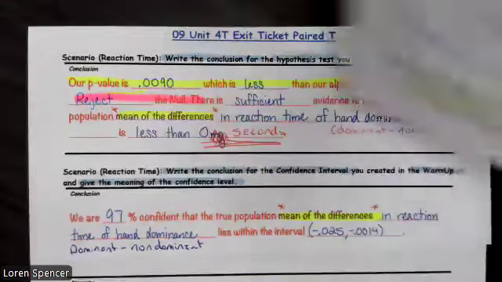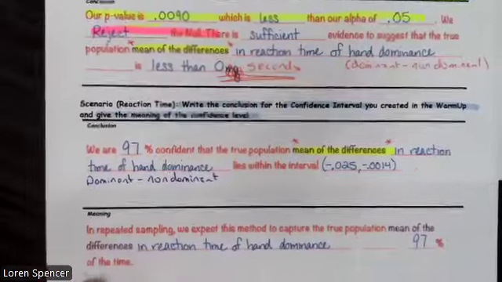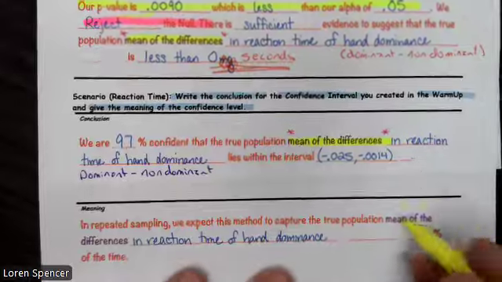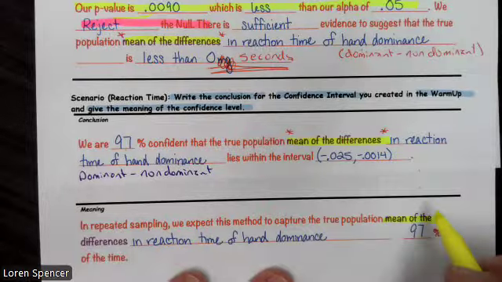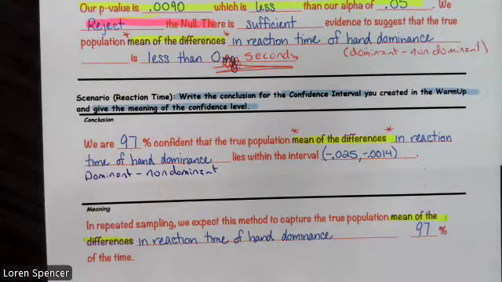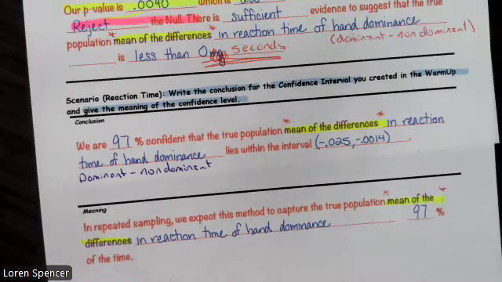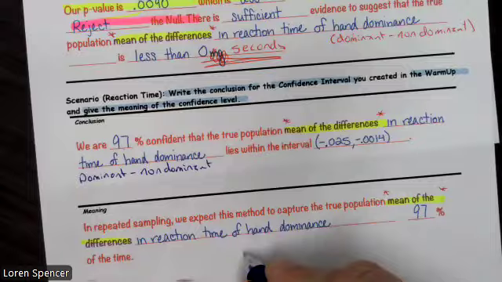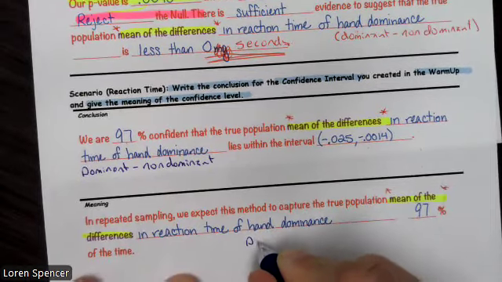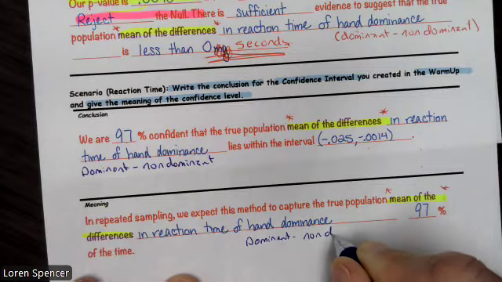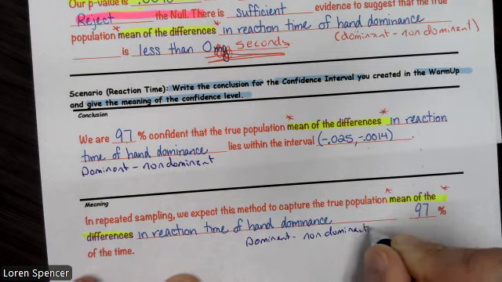Then ultimately we need to come back and explain the meaning. In repeated sampling, we expect this method to capture the true population mean of the differences. Once again, I keep saying this, mean of the differences, super important. Star it. Make sure you know that. In reaction time of hand dominance, and again, I would always go the order that I subtracted. Dominant minus non-dominant.